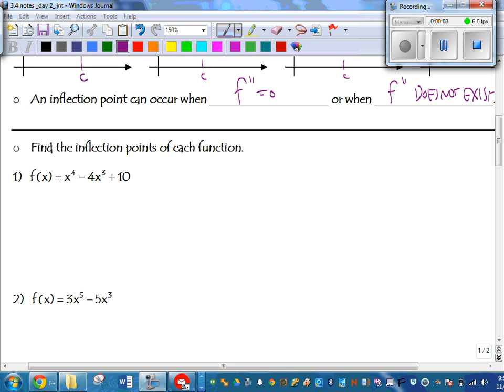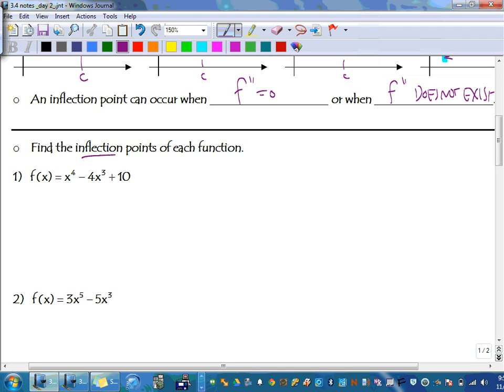We want to find the inflection points. So key here, it's asking for inflection points. It's not asking for the x value where the inflection points happen. So if it asks for inflection points, we need an ordered pair as our answer. All right, we need an x and a y. There will be some that just ask what's the x value of the inflection points, and then you just give the x. But if it's asking for the inflection points, be sure to give the whole ordered pair.